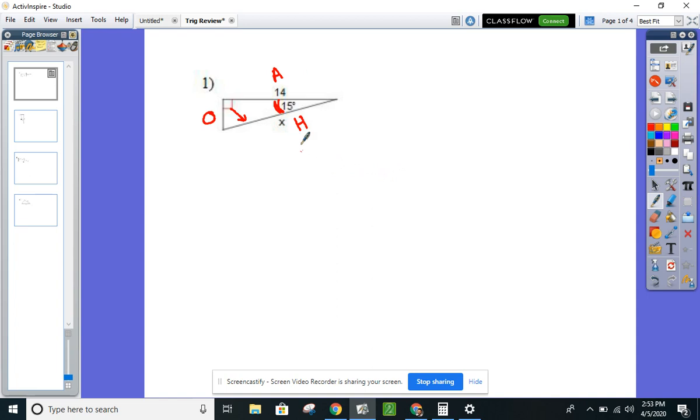So according to this problem, we have an adjacent and we're looking for the hypotenuse. So some old hippie, another hippie, tripping on acid. All right, so we have this and we're looking for this, so we're going to do cosine. That's how you know which of the trig functions to use. As we set it up, we'll say cosine of our angle is equal to our adjacent side, 14, over our hypotenuse, x.